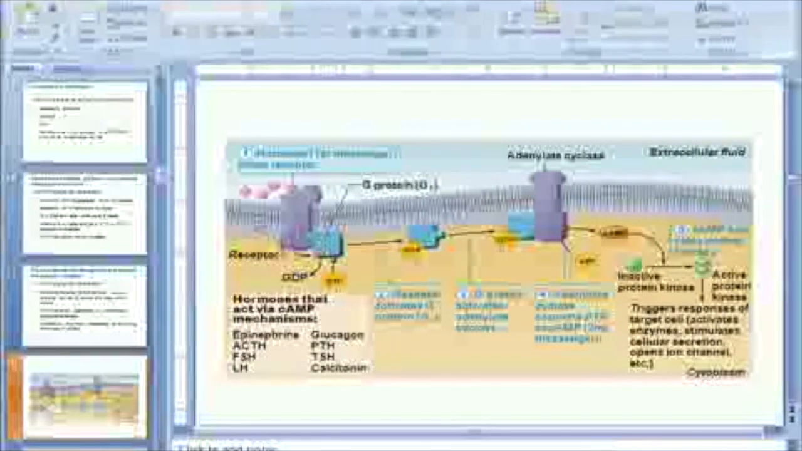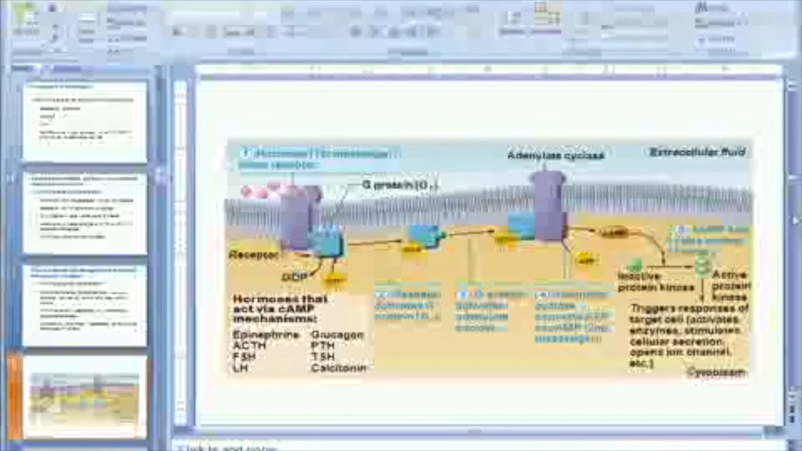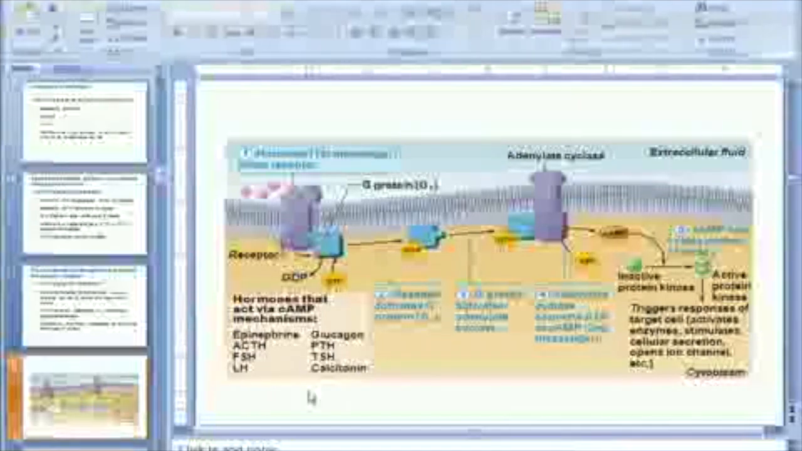If you draw this, look, that's plasma membrane. Those are phospholipids. I just want to remind you what all those little guys are. Those are phospholipids. This is the inside of the cell. This is the outside of the cell, right there. Notice that it gives you a whole list of hormones that act via the cyclic AMP mechanism. No big deal. You don't have to memorize all those. But I'll tell you, they're all non-steroids because that's what we're talking about.